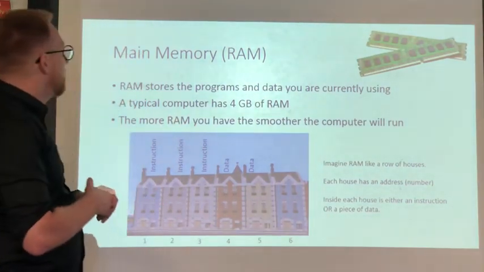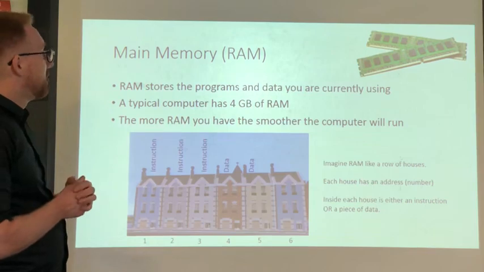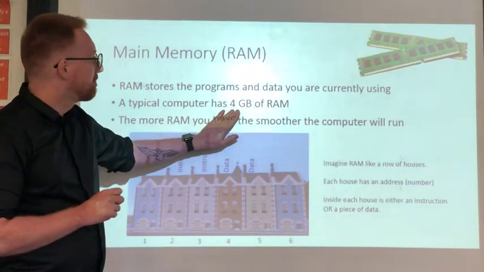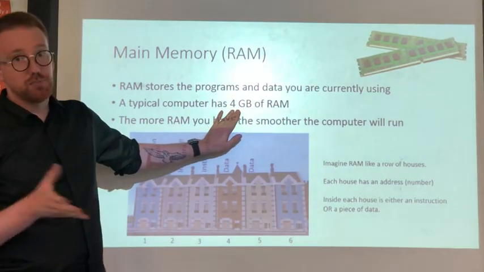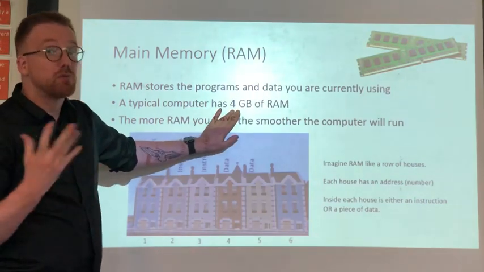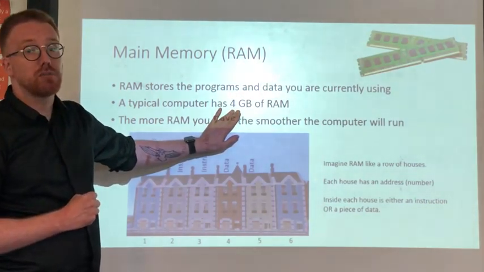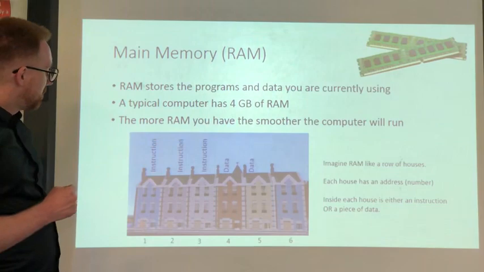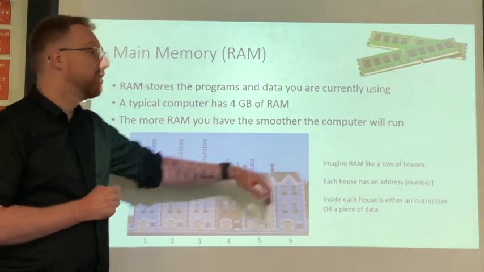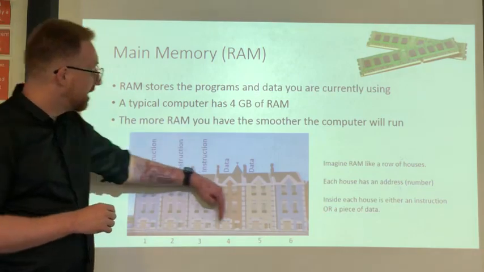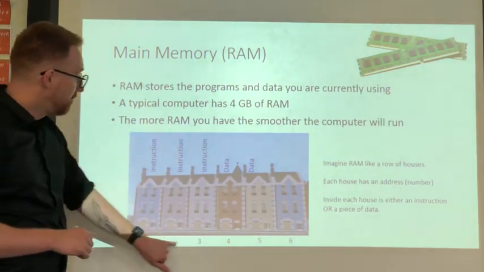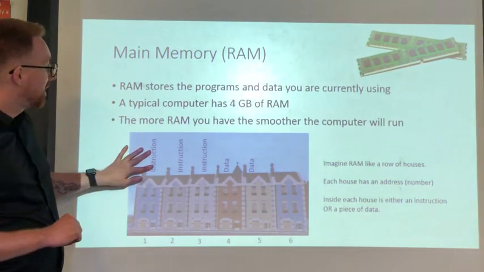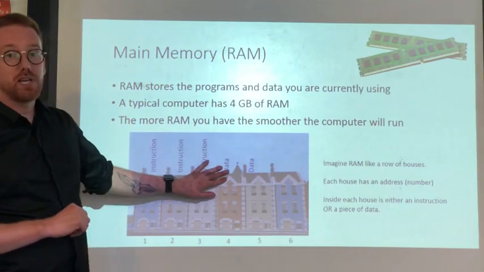So, let's take a little bit of a deeper look at what we mean by main memory. Typically a modern computer these days will have between 4 and 8 gigabytes of main memory. And the more main memory that your computer has, the smoother your computer will run. The better it will be at running more than one program at the same time, something we call multitasking. And if we were to view main memory, we could envision it as a street, a row of houses. And each house has an address, just like a house has a number, and inside each of those houses, each of those memory addresses could be either an instruction or a piece of data.